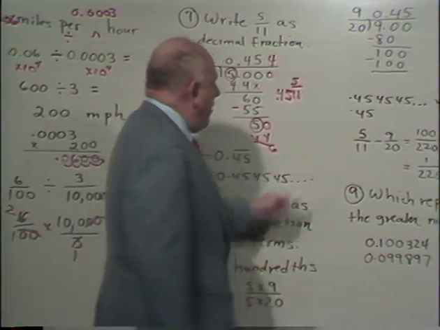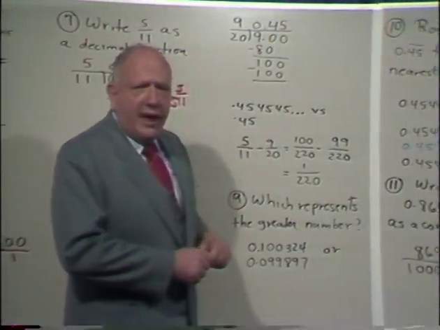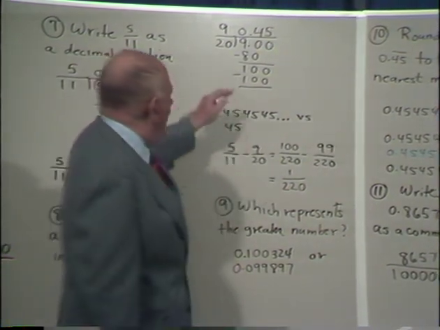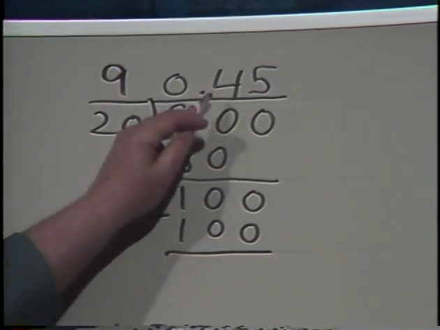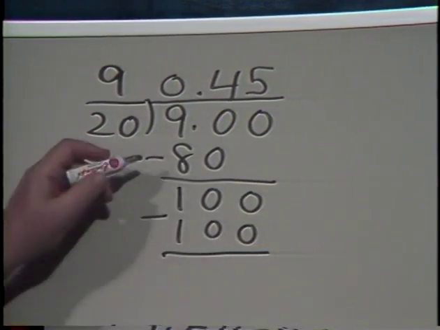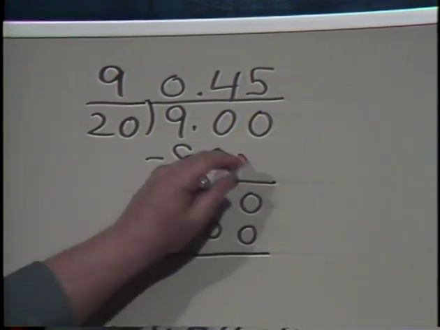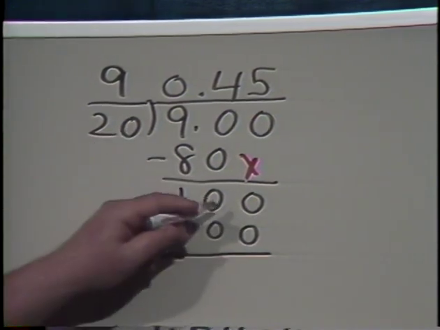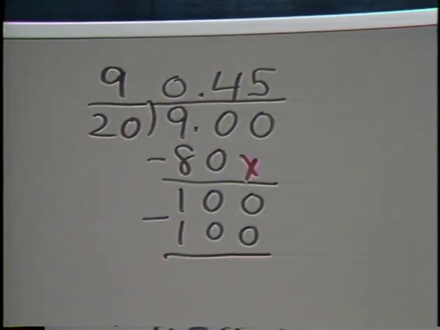Because if this is right, what should happen? If I take 9/20ths and write it as a decimal, I should get 0.45. Do I? 20 goes into 90 4 times. 4 times 20 is 80. 80 from 90 is 10. Bring down the 0. 20 goes into 100 5 times. 20 times 5 is 100. There's no remainder. The answer is 0.45.